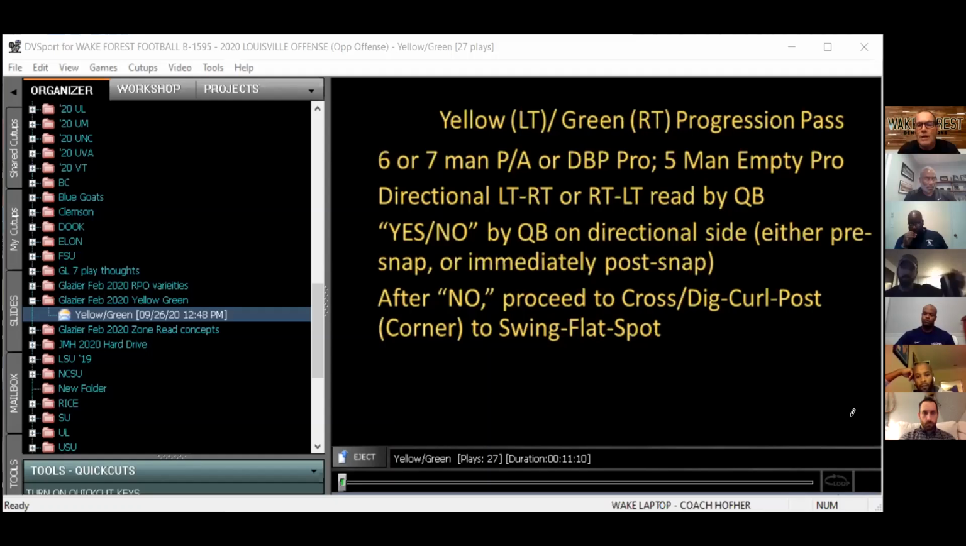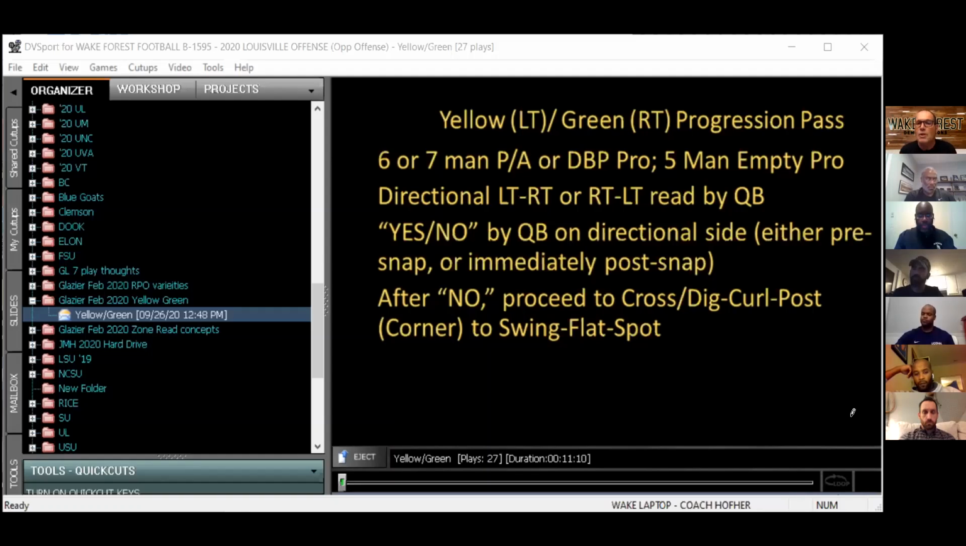And it really begins probably like many progression reads that you might have. What this means here, where it says it's a right or left read by the quarterback, is a yes or no by the quarterback on the directional side, either pre-snap or immediately post-snap. And that yes or no is typically, I'm going to say, with the boundary safety.